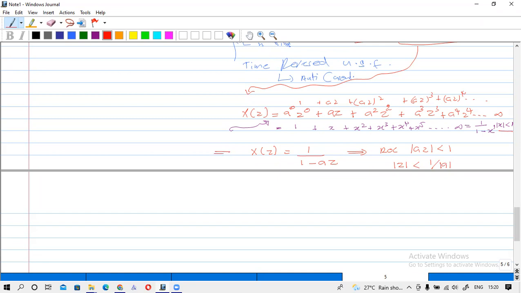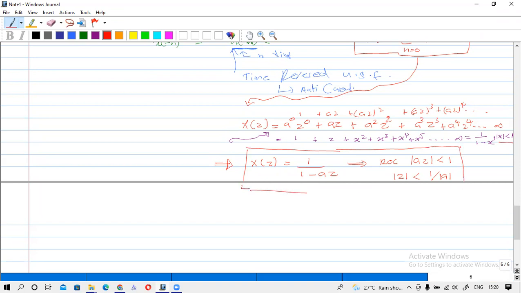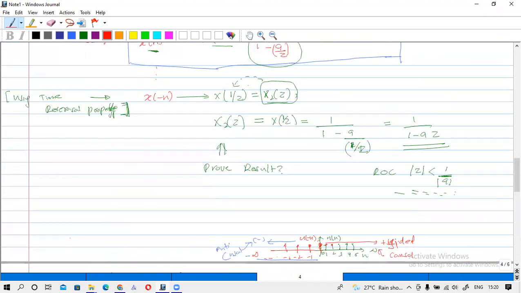So you will get the same result, no? Here we get it using a normal, principal approach, okay. We get this answer, and that is identical to this one, no? Okay, so we have 1 by 1 minus a z, ROC, 1 by 1 minus a z, correct?